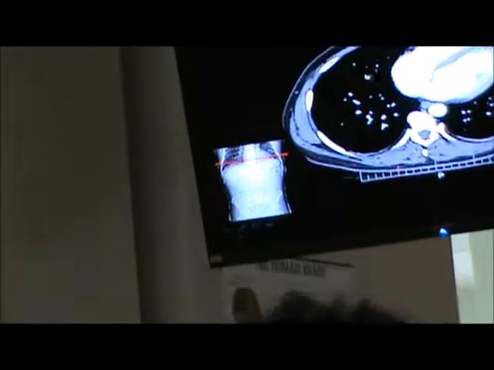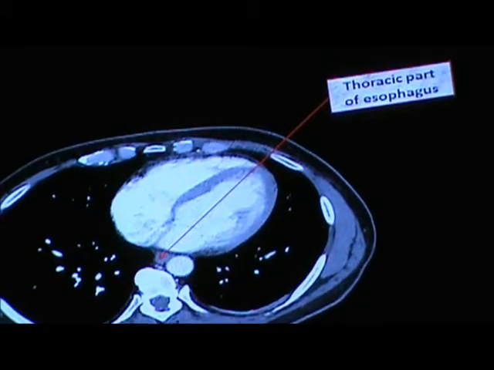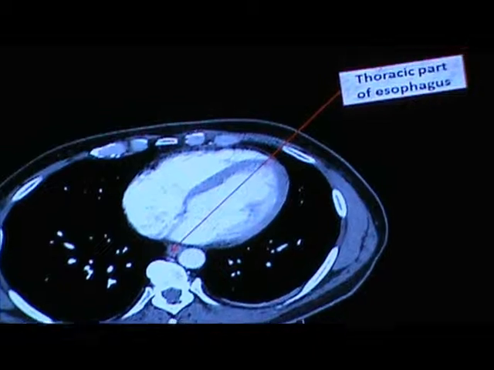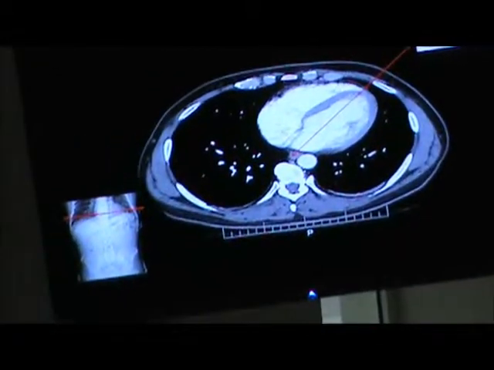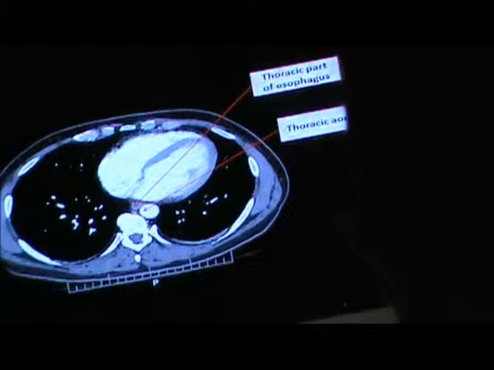There's a right and left dome of the diaphragm. So this is a cut through the inferior parts of both lungs and the heart. And at this level we can see just anteriorly and a little to the left from the vertebral column the esophagus, the thoracic part of the esophagus, and the thoracic aorta.